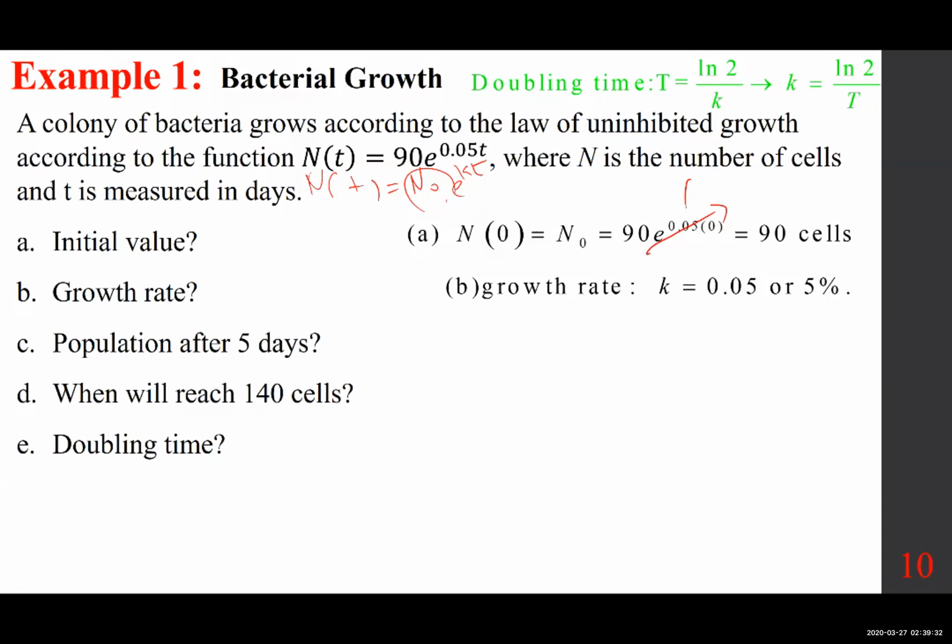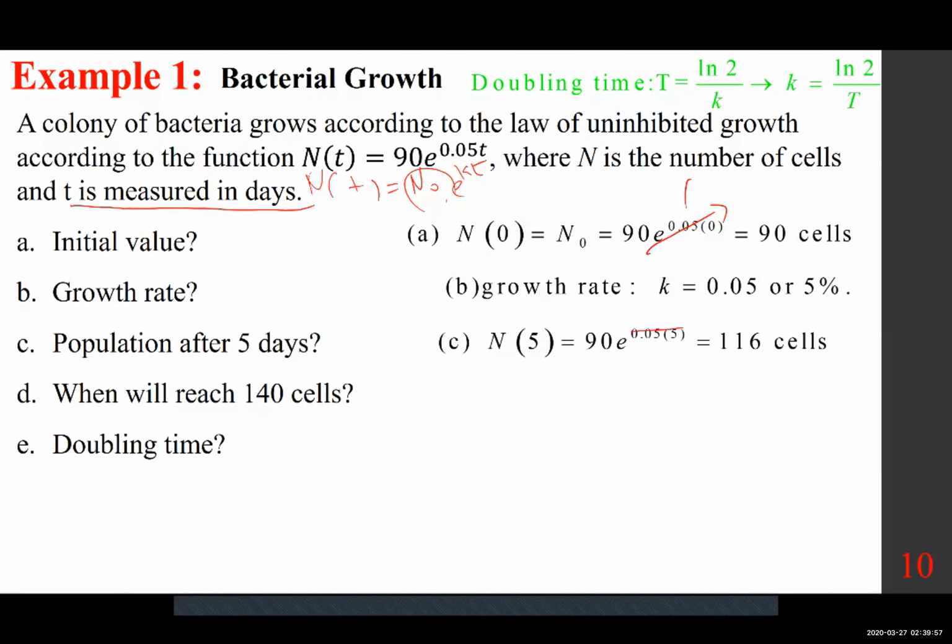And N is the number of cells, and t is measured in what? Days. Therefore, what is the population after 5 days? Just replace the t with 5, everybody. N of 5 is 90 times e to the power of 0.05 times 5, which becomes 0.25. You raise e to the power of 0.25. You multiply it by 90. You round accordingly, class. Okay?